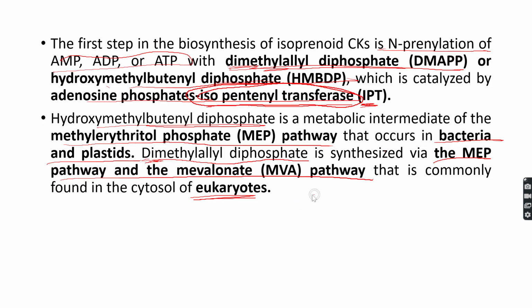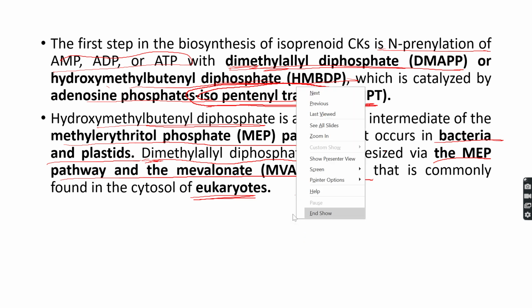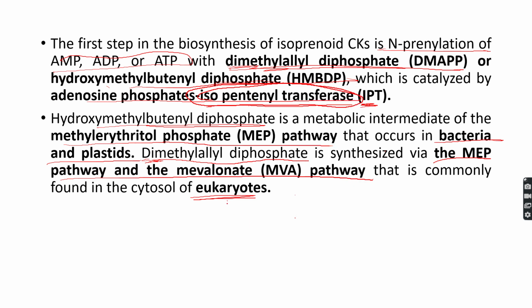So a question may come that which pathway is responsible for your biosynthesis of cytokinin. If it is in particular with eukaryotes, you can say both MEP and mevalonic acid pathway, and if it is in bacteria or plastid or any prokaryotic organism, then we can say it is because of this MEP pathway.